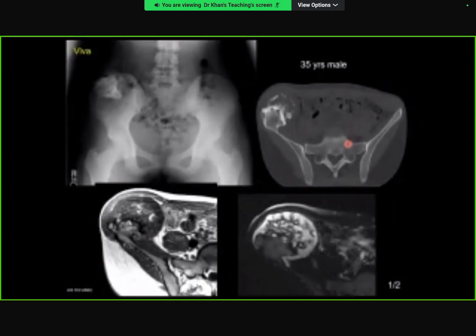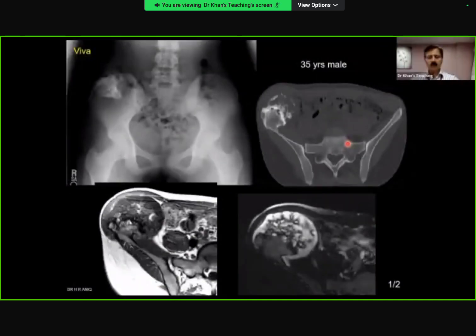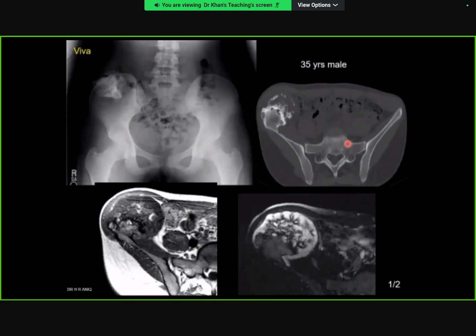Okay, last case of the chapter. Over to you. So I'm presented with a frontal radiograph, an axial CT and MR in T1 and STIR weighted imaging. On the X-ray, there is a right chondroid calcified lesion arising from the right ilium.